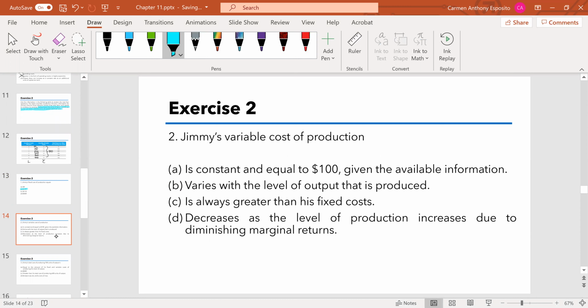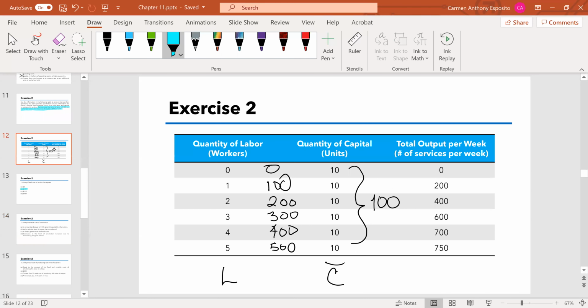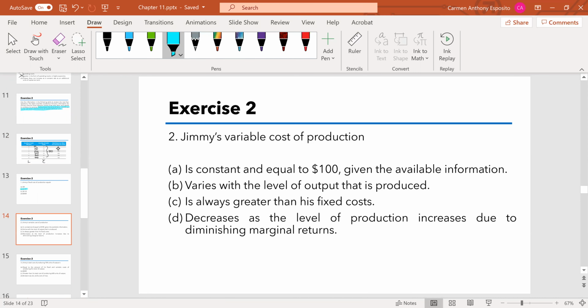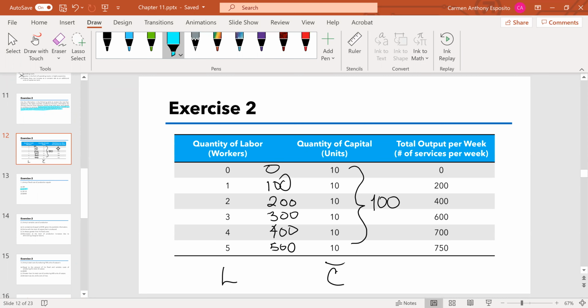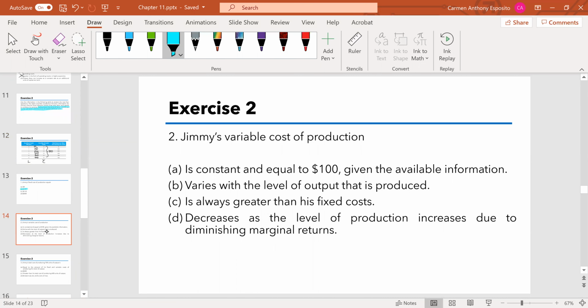Jimmy's variable cost of production is constant and equals to 100 per week, given the available information. Varies with level of output that is produced, is always greater than his fixed cost, and decreases as the level of production increases due to diminishing marginal returns. Well, let's see. If I want to know what my variable cost is, well, 0 is less than 100. And so it can't always be equal to 100. And it's not always greater than his fixed cost. So right off the bat, we can eliminate A and C.